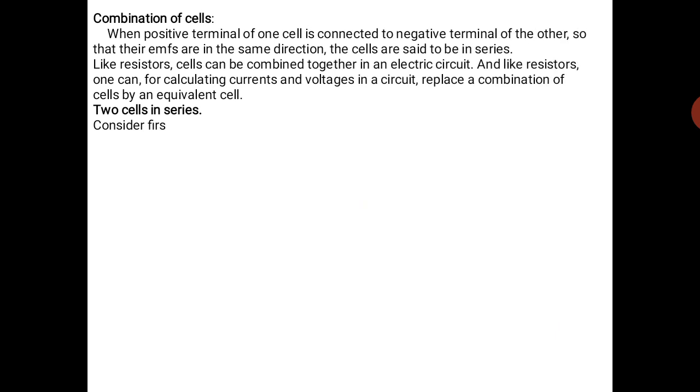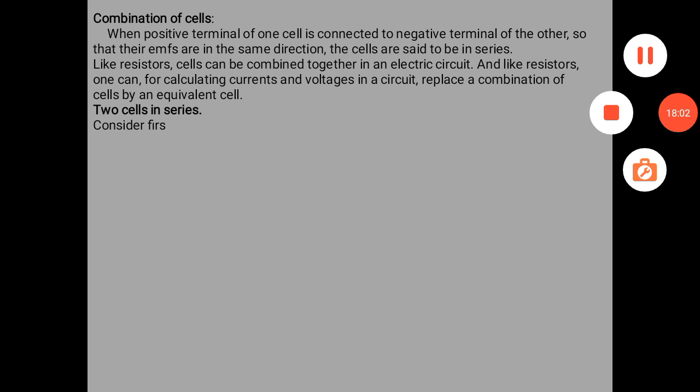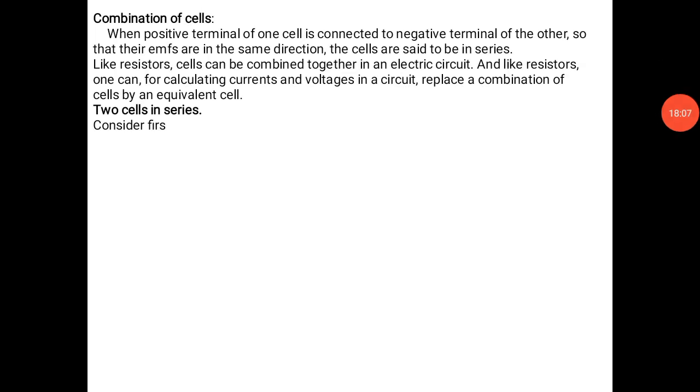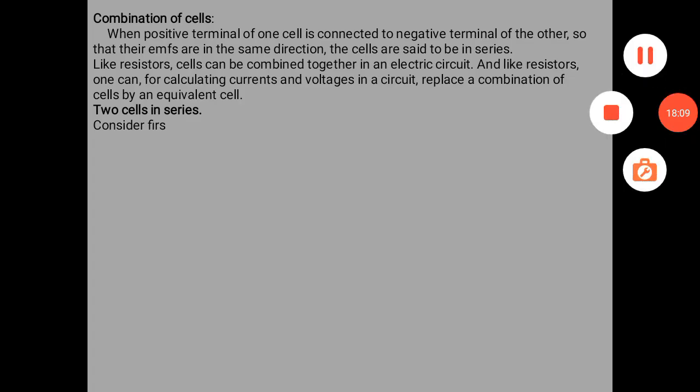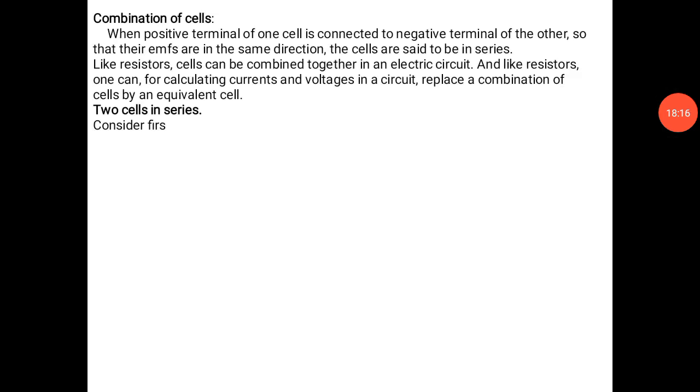Next one, we go to combination of cells. Combination of cells has two types of combinations, series and parallel combinations. So that can be discussed in the next class. Okay, thank you.